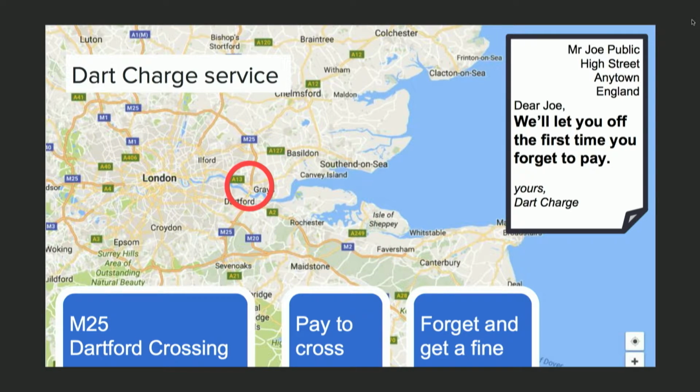Okay, so when this system came out maybe 2 years ago, they discovered lots of people forgetting to pay and getting fined. So they said, well, we'll be nice about this. We'll just send you a letter on your first offence and let you off. So here's that letter, Mr. Joe Public. Dear Joe, we'll let you off the first time you forget to pay. Okay. So that's everyone being nice to everyone else. It's all good, isn't it?